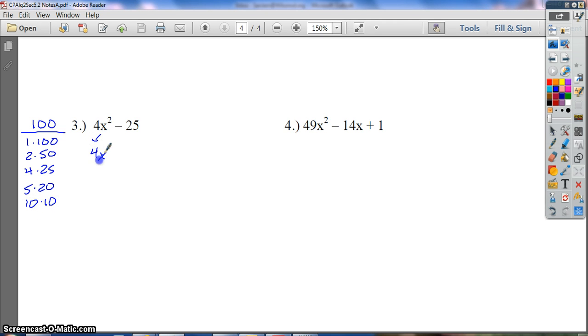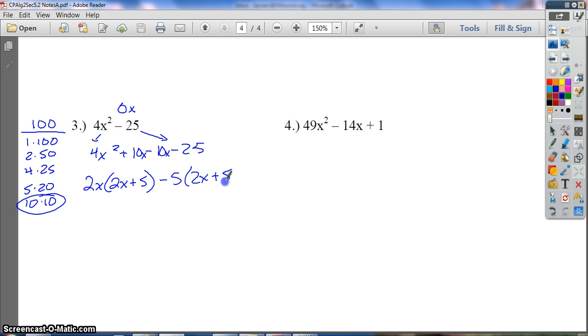I'm going to write my 4x squared and rewrite my minus 25. Anytime this last sign is minus, our signs in here will be plus minus. I need 0x. So 10x minus 10x gives me that 0x, but 10 times 10 gives me that 100 that I needed. So my GCF here is 2x, gives me the 2x plus 5. And GCF here is negative 5, gives me the 2x plus 5.